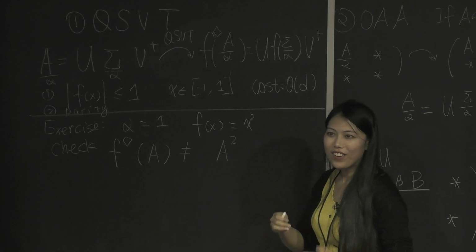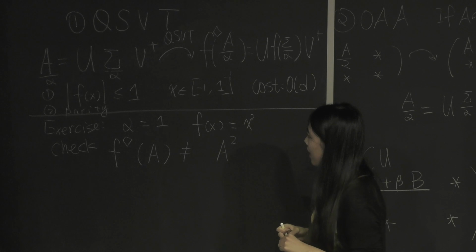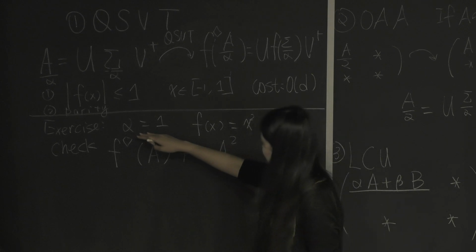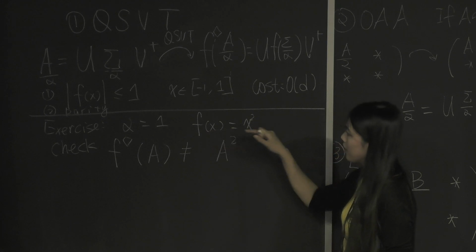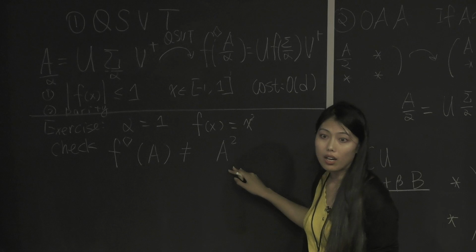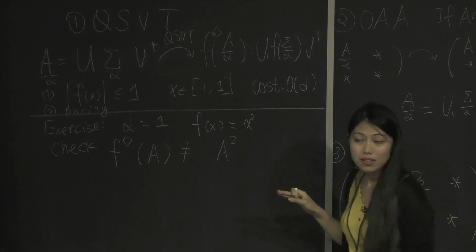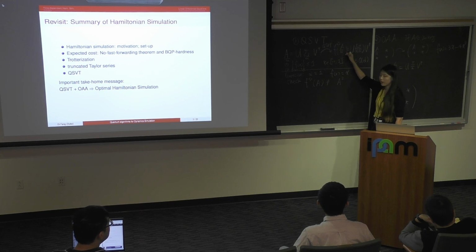I just want people, maybe you can do it quickly or think about it in your mind, to please quickly check, if alpha equals 1 for simplicity, and I just take a function as x squared. Please check that these two things actually are not the same. I just want to emphasize that a generalized matrix function is really not the same as just a matrix function.